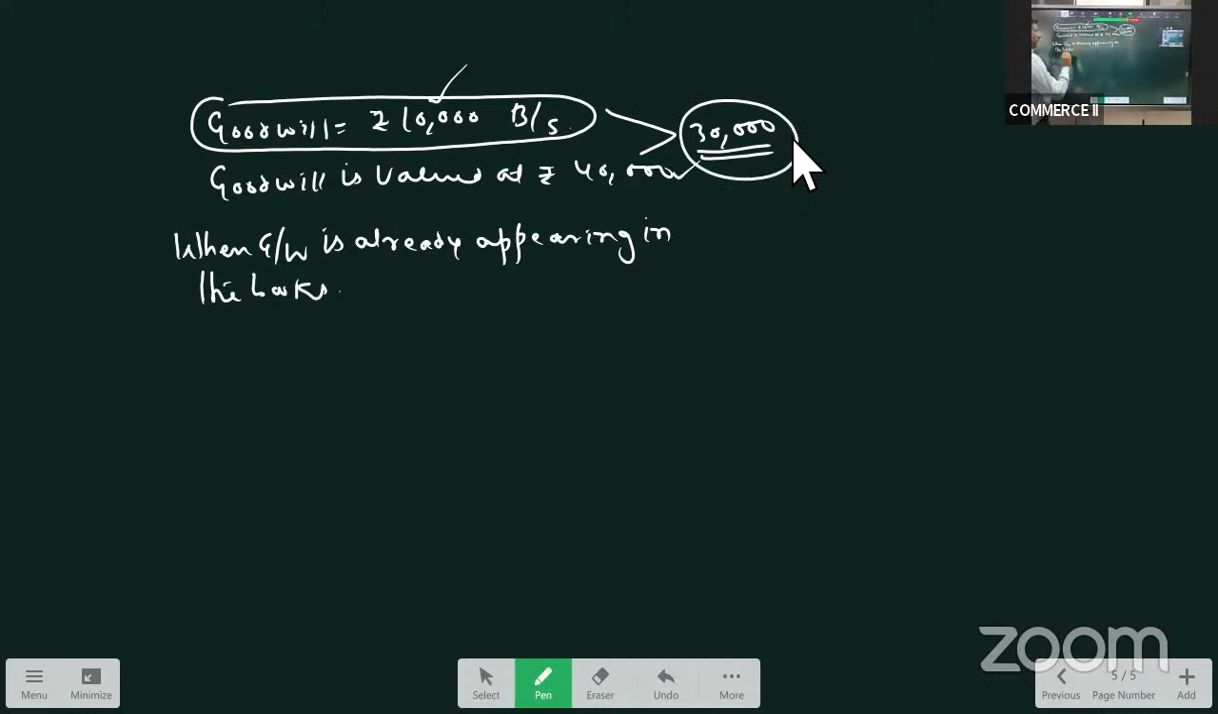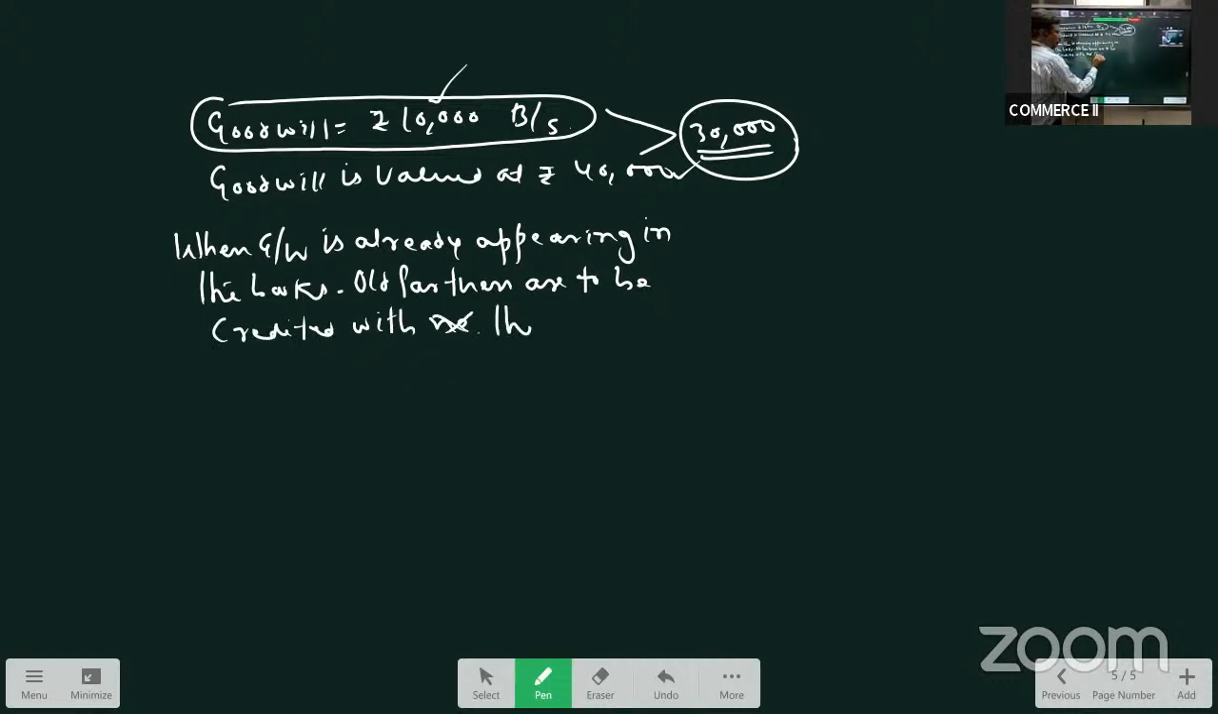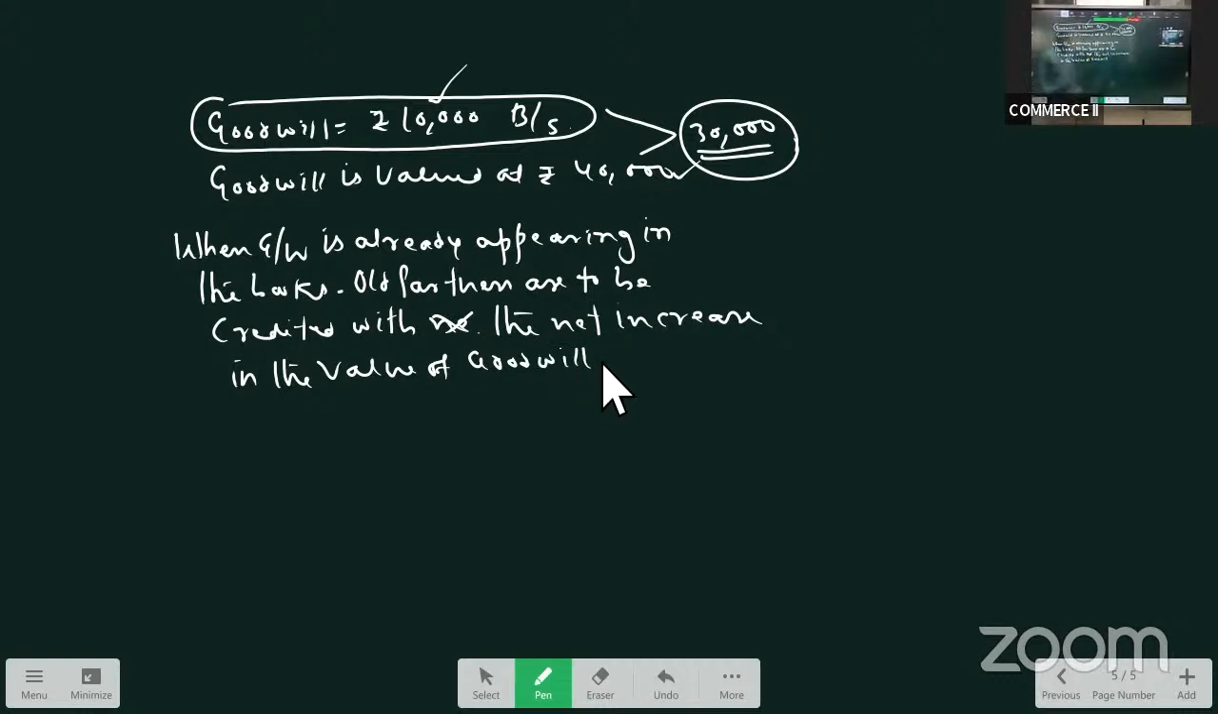When goodwill is already appearing in the books, old partners are to be credited with the net increase in the value of goodwill. Okay. And while writing the balance sheet, we will show the goodwill amount as 40,000.